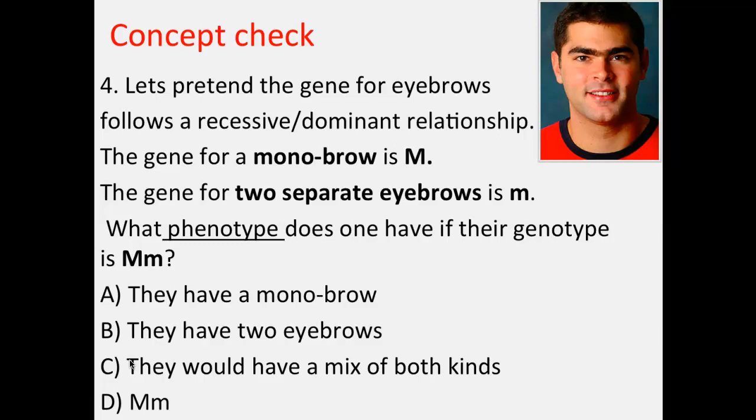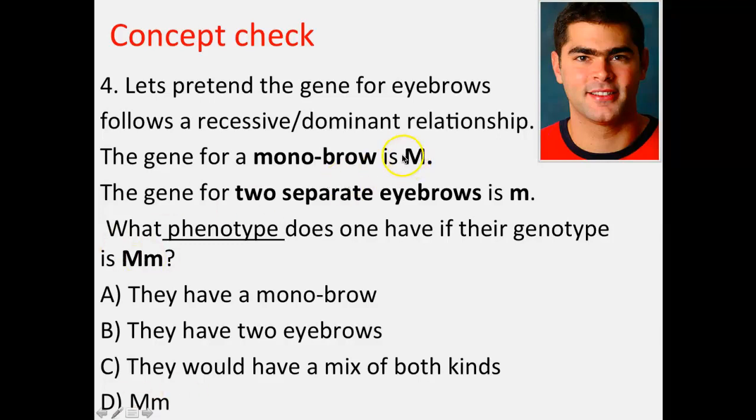So let's pretend the gene for eyebrows follows a recessive-dominant relationship. The gene for a monobrow is big M. The gene for two separate eyebrows is little m. What phenotype does one have if their genotype is big M, little m, right?